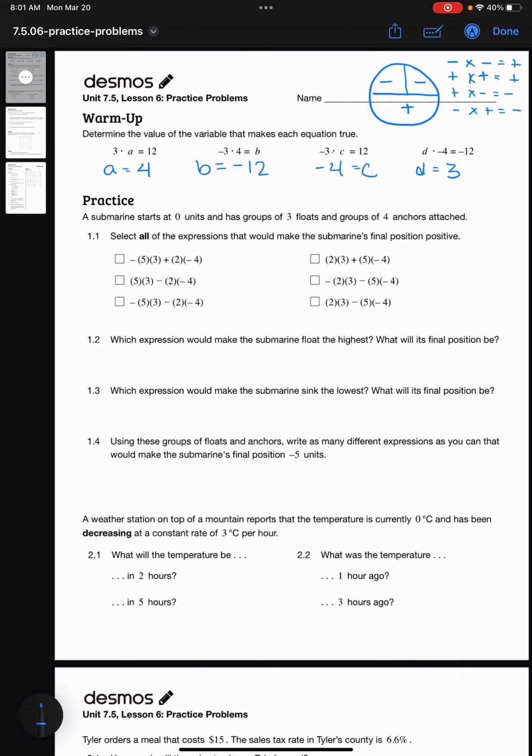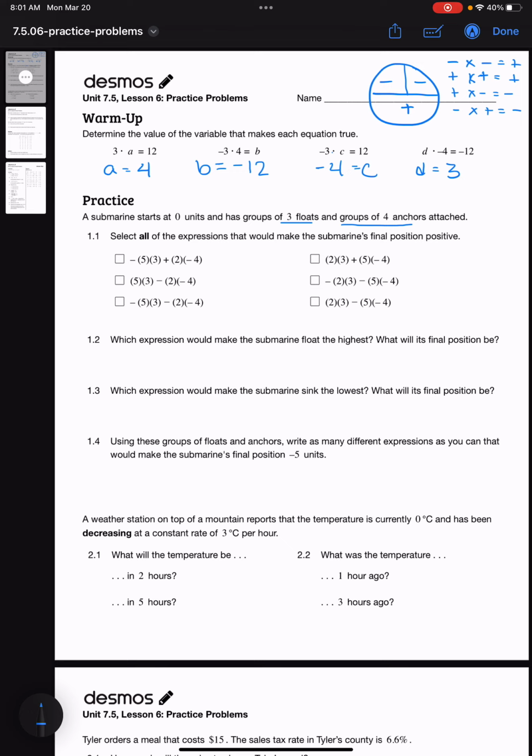A submarine starts at 0 units and has groups of 3 floats and groups of 4 anchors attached. Select all of the expressions that would make the final position positive.